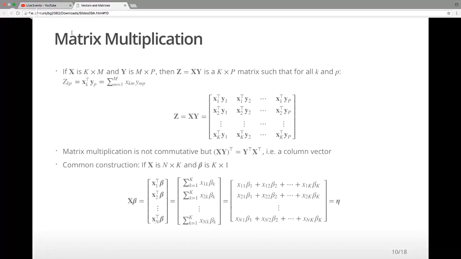So questions about matrix multiplication, conformability, where it might be used, how it relates to vector multiplication. Any of those?